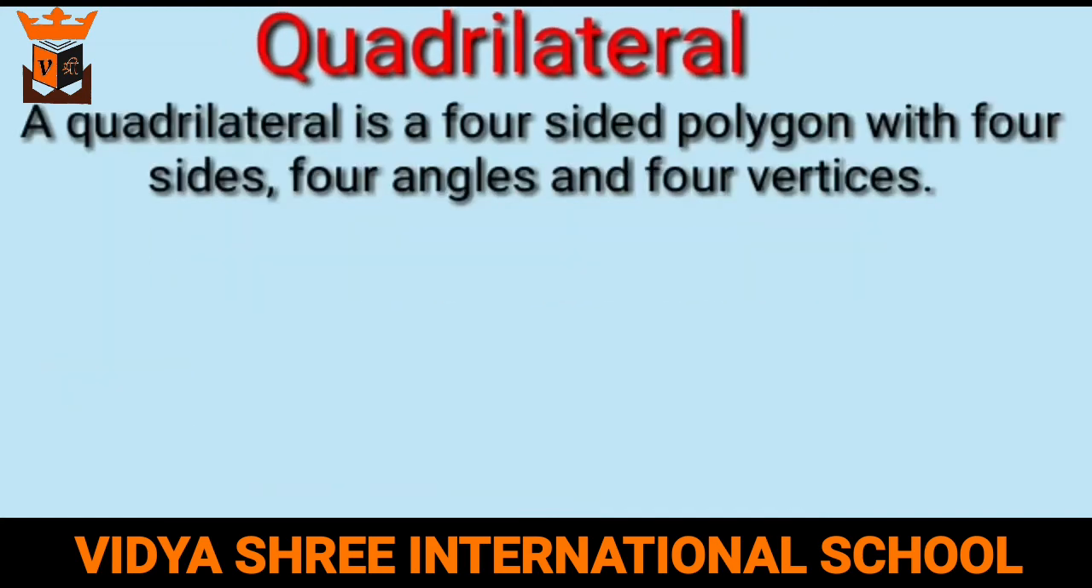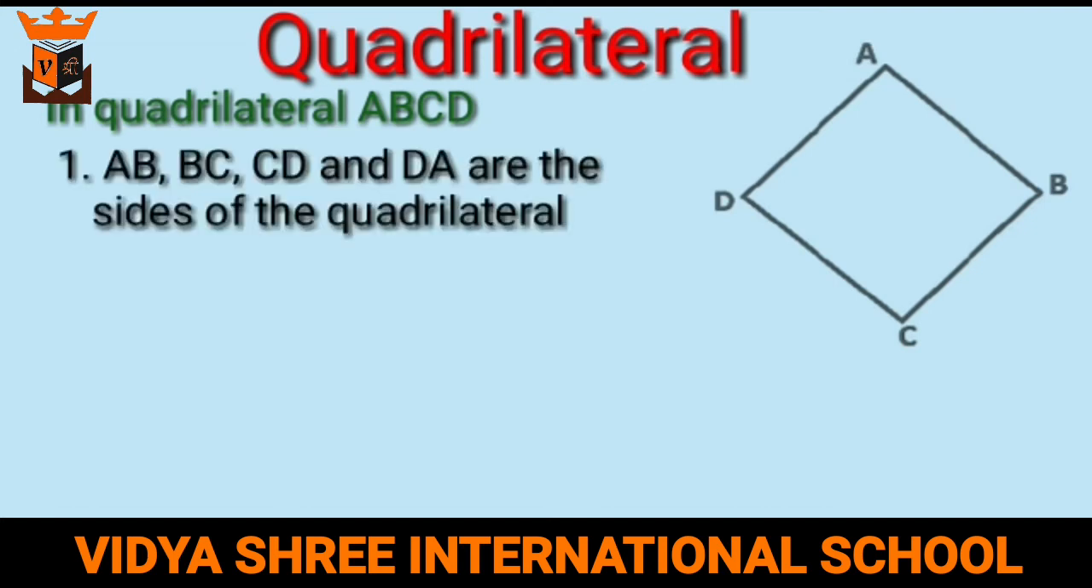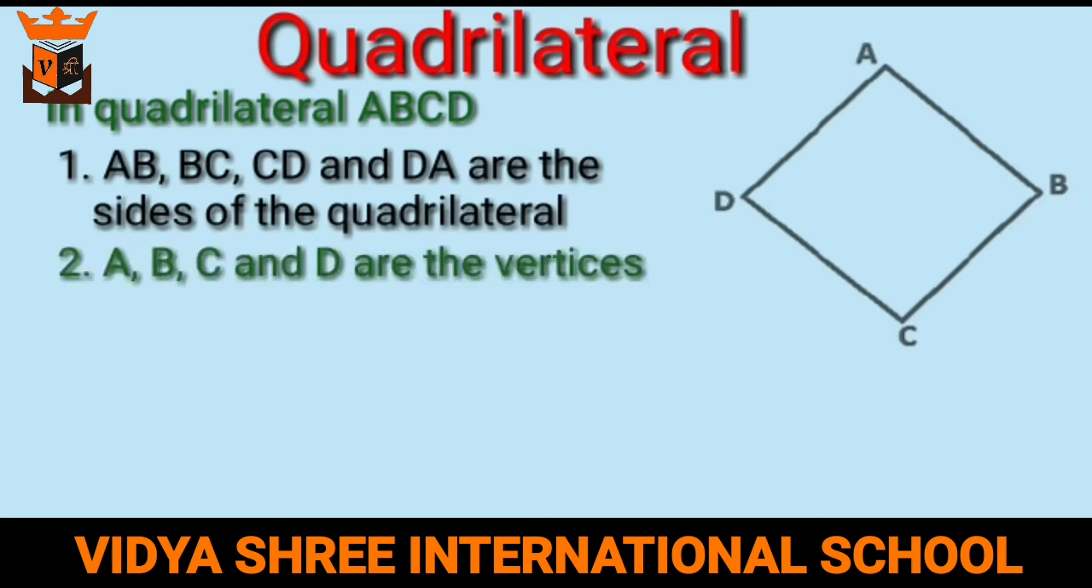Quadrilaterals. A quadrilateral is a four-sided polygon with 4 sides, 4 angles and 4 vertices. In the given quadrilateral ABCD, AB, BC, CD and DA are the sides of the quadrilateral. A, B, C and D are the vertices.